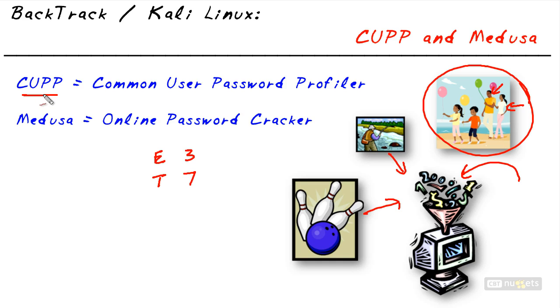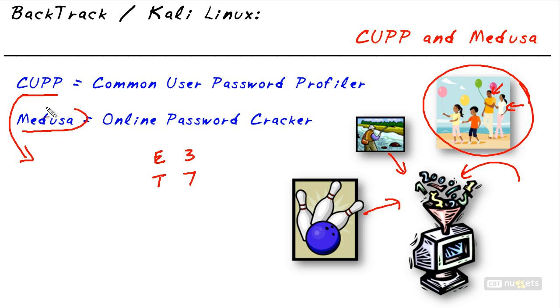So we're going to run CUP, and it's going to basically ask us, okay, what's this guy's name? What's his wife's name? What's his kid's names? What's his birthdays? What company does he work for? What are his hobbies? We'll put all of that in, and it can generate a more likely possibility of passwords that we could use to crack his account.